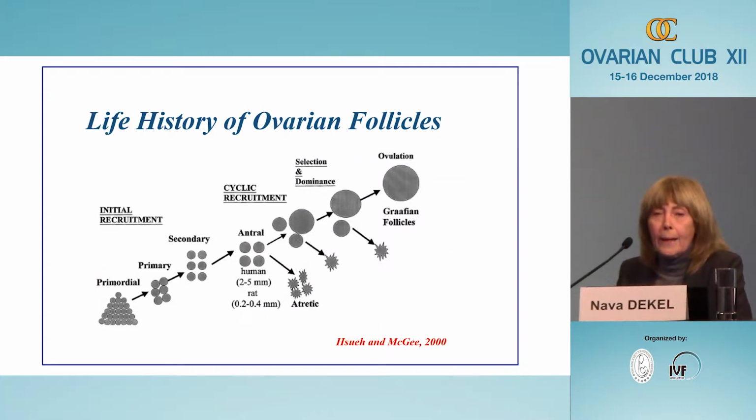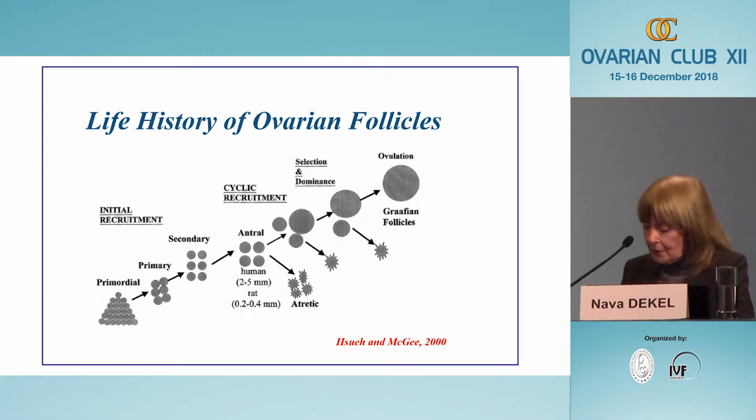I don't have to tell this audience, the life history of the ovarian follicle is quite familiar to you. I will just mention that it starts around birth with a huge pool of primordial follicles, and the follicles are recruited throughout the lifespan of the female until sexual maturation. Some of them go up to the antral follicle, and most of them die by atresia. And after sexual maturation, there is cyclic recruitment of follicles from this pool to go all the way to ovulation by selection and dominance. At this stage, also many follicles undergo atresia.